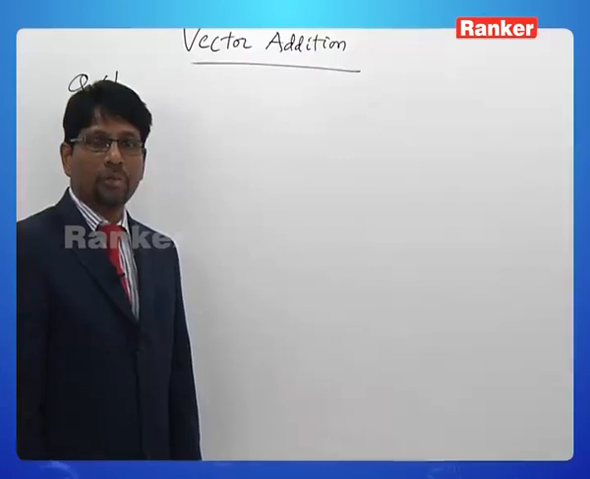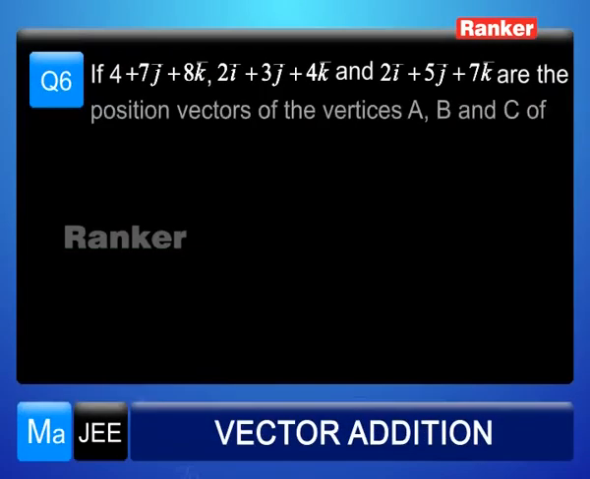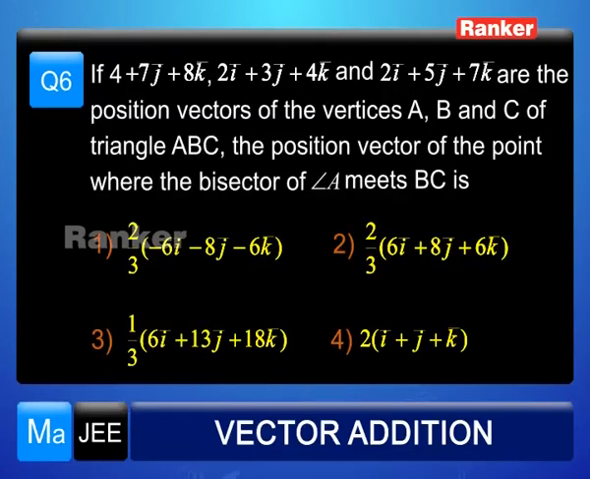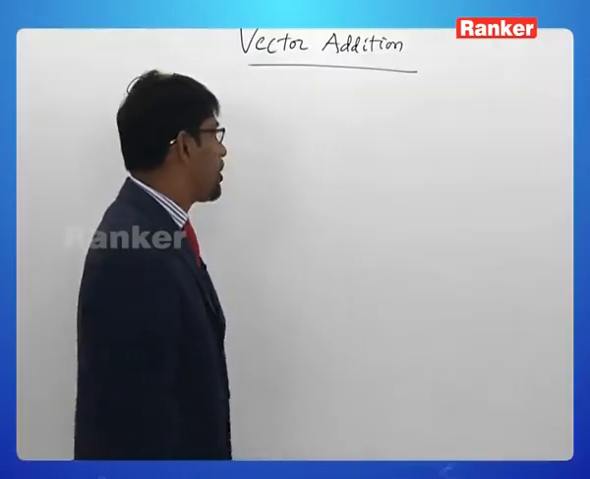Let us move on to the next question, question number 6. If 4i plus 7j plus 8k, 2i plus 3j plus 4k, 2i plus 5j plus 7k are the position vectors of the vertices A, B and C respectively of the triangle ABC, the position vector of the point where the bisector of the angle A meets BC is: first option 2 by 3 into minus 6i minus 8j minus 6k, second option 2 by 3 into 6i plus 8j plus 6k, third option 1/3 of 6i plus 13j plus 18k, fourth option 2 into i plus j plus k. Let us have a look at this.